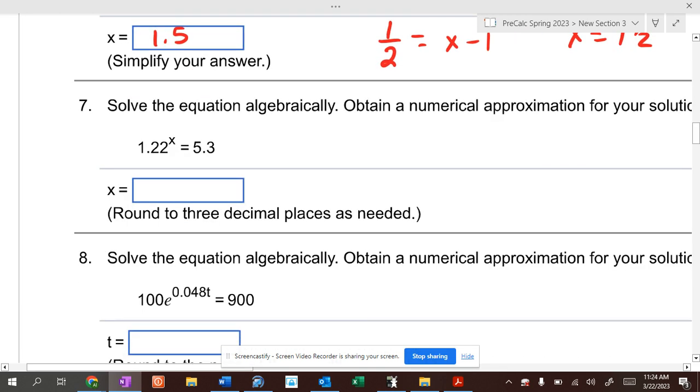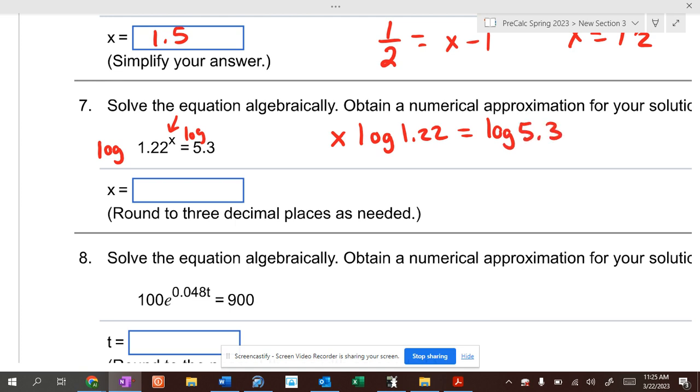Okay? Here, you need a calculator. 1.22 to the x equals 5.3. Now, can I just make 1.22 into 5.3? No. So what I'm going to do is use logarithms to solve this. I'm going to log both sides. Now, what can you do with exponents in logarithms? Put them out front. So x log of 1.22 equals the log of 5.3. Everybody sees where I get that, okay?